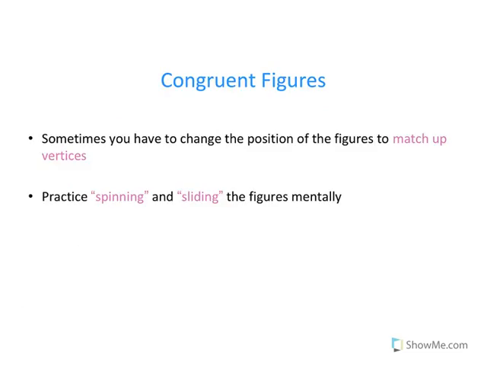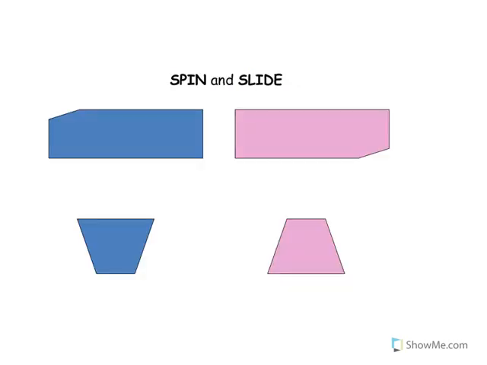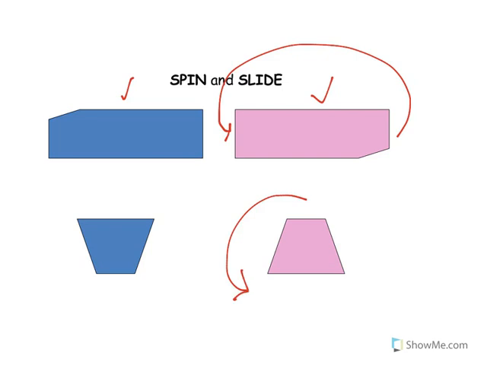Sometimes you have to change the position of the figure to match up vertices. Practice spinning or sliding the figure mentally. Spinning, in other words, means that we have to do a mental rotation of the figure. Here is an example. We have this figure and this figure, so we need to rotate this to this side to match up. And for this one, we can rotate this over or do a reflection.